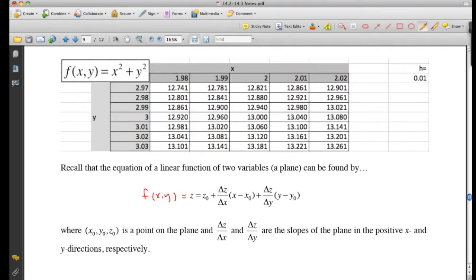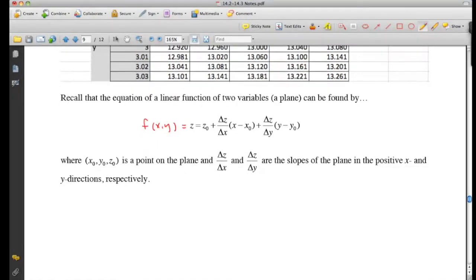And this ordered triple, x0, y0, z0, is a point on the graph. This delta z divided by delta x and this delta z divided by delta y, those are just the slopes in those particular directions. All right, so if I'd like to be able to find an equation of a plane that contains this point and has these two slopes, this is the equation of the plane. Okay, that's what we did in a previous section.